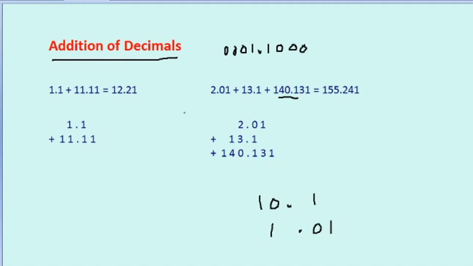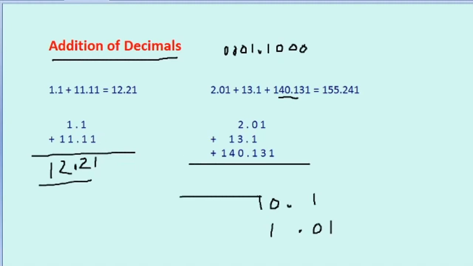Okay, now let's start the addition. After that you put a line here. Now above this number, there is no digit here. So we consider it 0 and write the 1. This 1 plus 1 becomes 2. After that, just below the decimal point, we write our decimal point here. Then again 1 plus 1 will be 2. After that, this 1. So the answer will be 12.21.